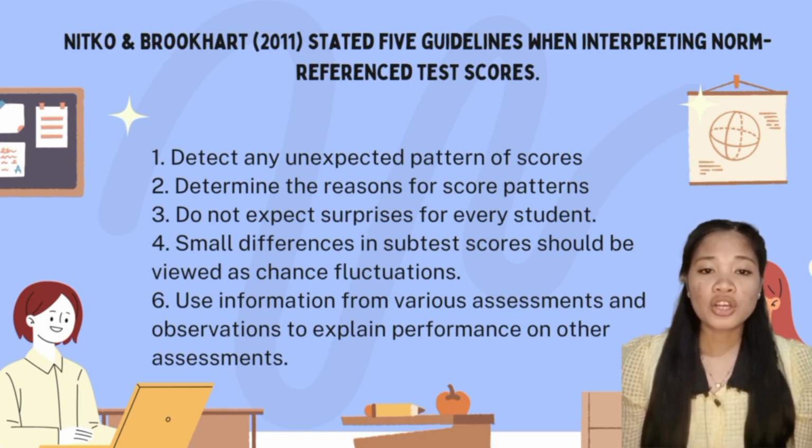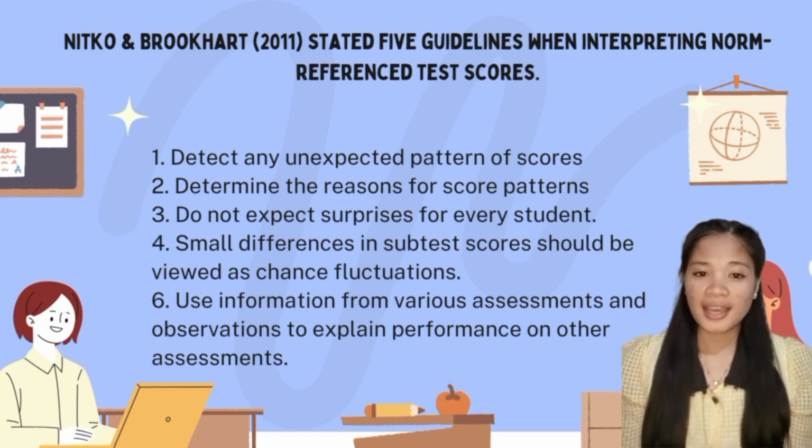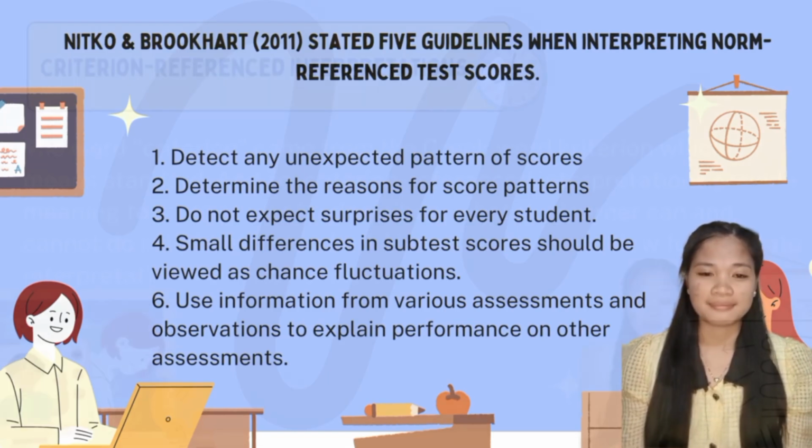Number 4, small differences may just be chance, because a few points higher or lower might not always really mean a big difference in ability. It could just be a normal test variation. And lastly, use other information, not just one test, to explain performance. Why? Because one test cannot capture everything about a student's learning. Teachers should also consider classwork, projects, and observations for a fair judgment.